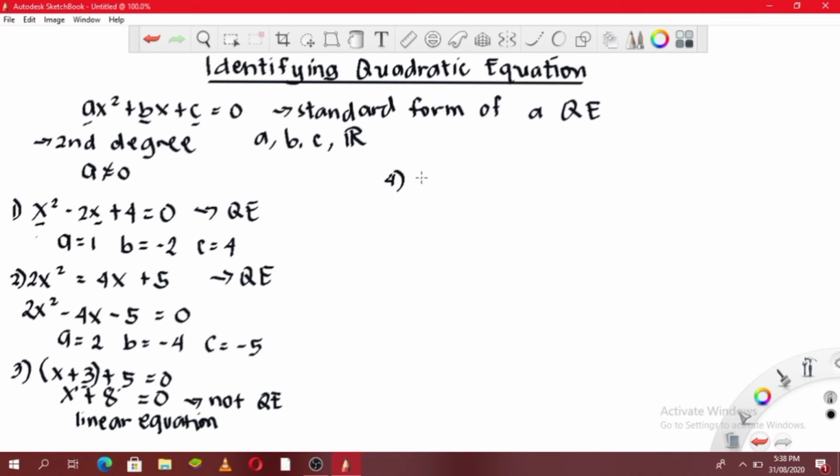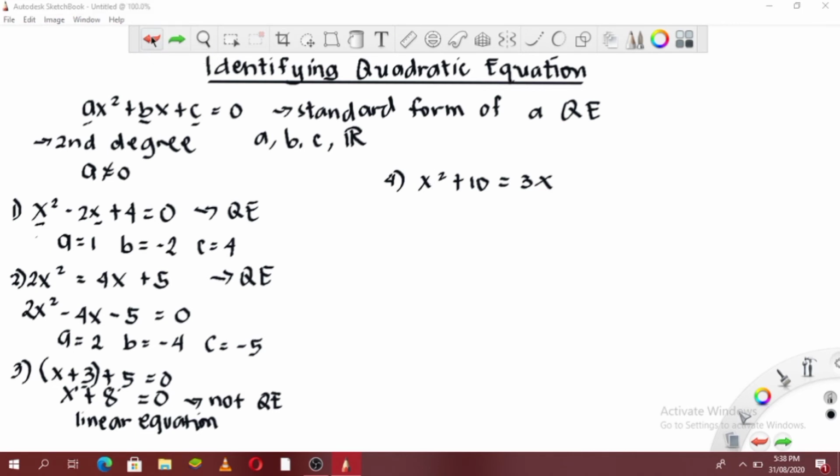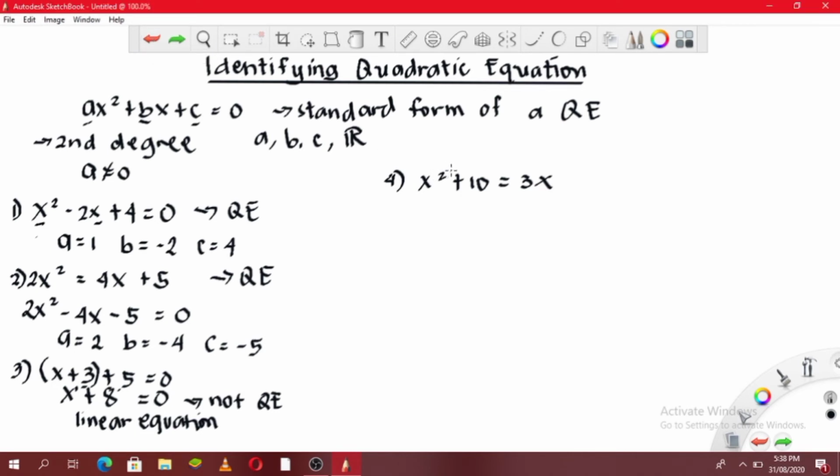Let's have number 4. If we have x squared plus 10 equals 3x, is this a quadratic equation? Yes, this is a quadratic equation because the degree is 2. Ayan. Yung pinakamataas na power na nakikita natin is 2. Okay po? So, this is a quadratic equation. Isulat natin siya sa standard form.